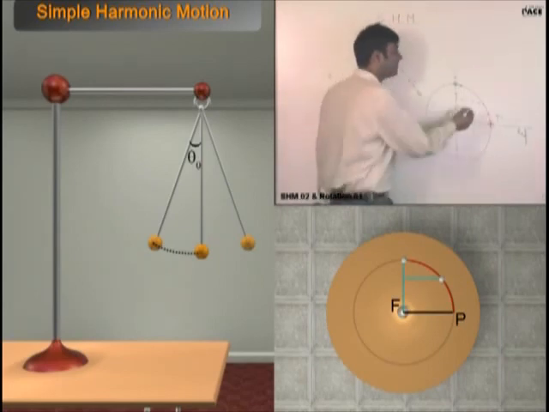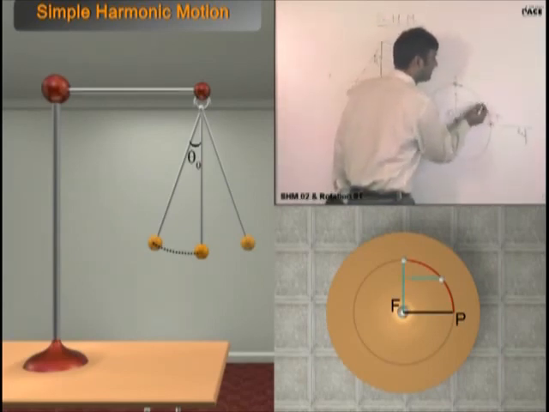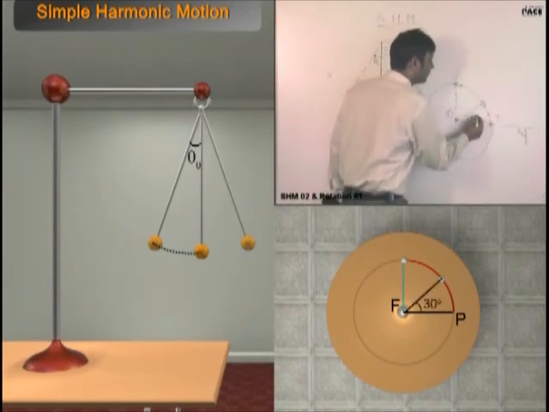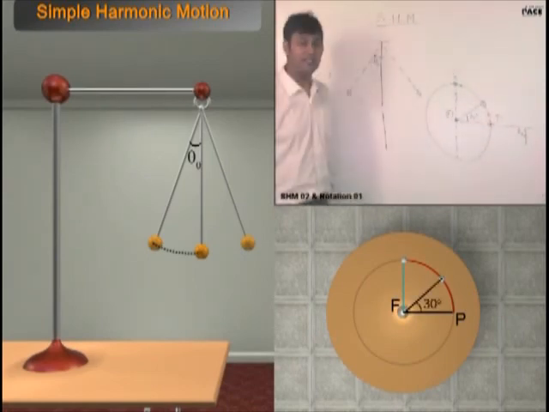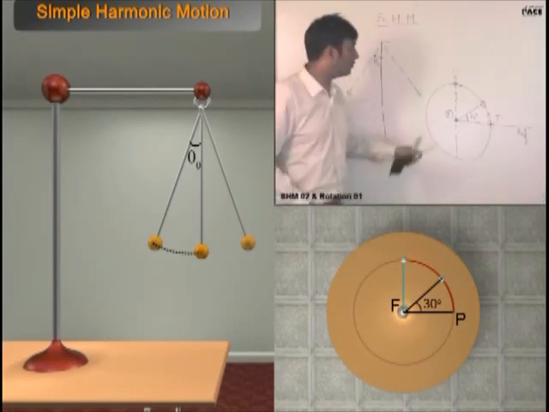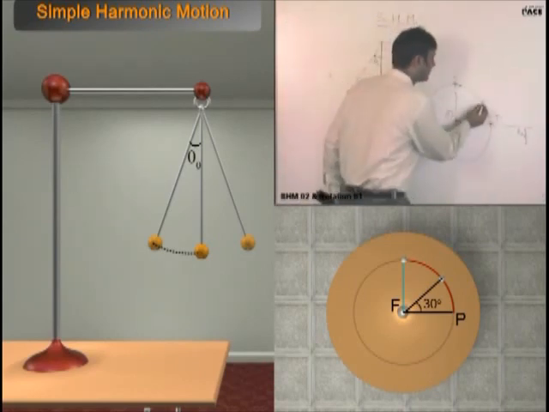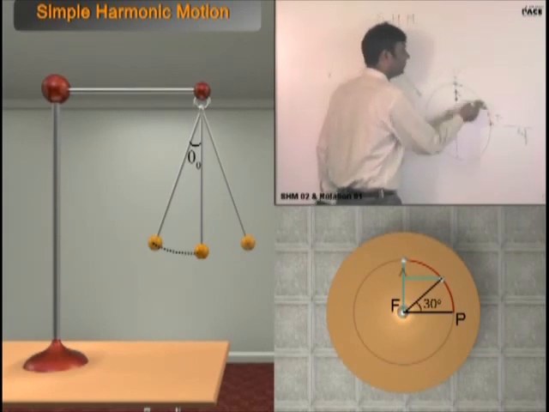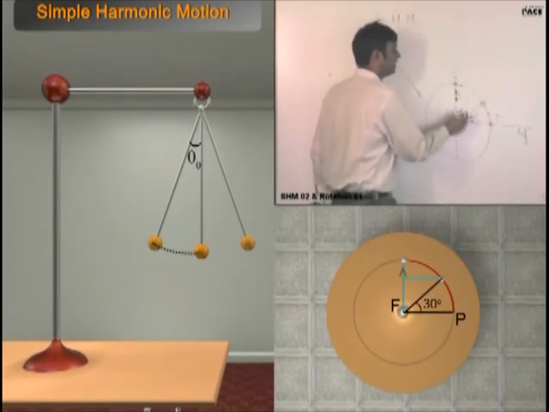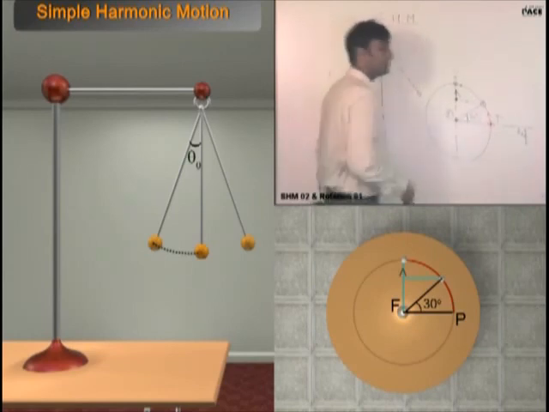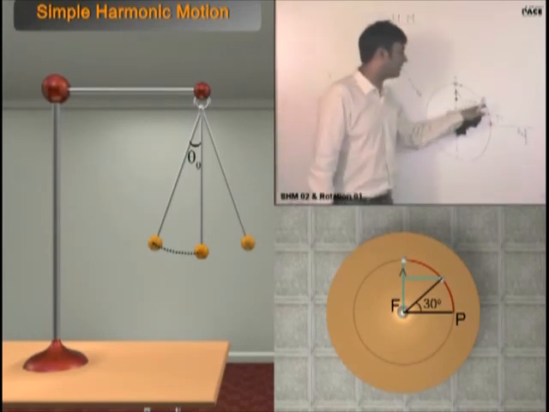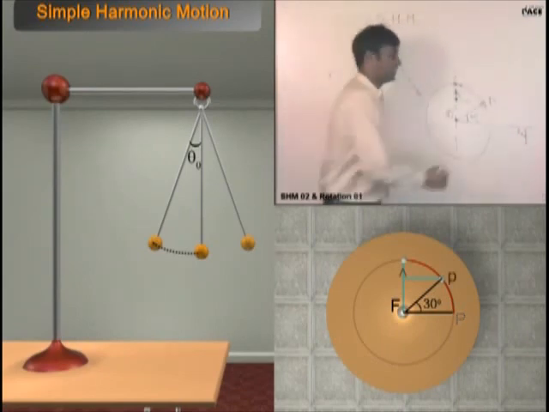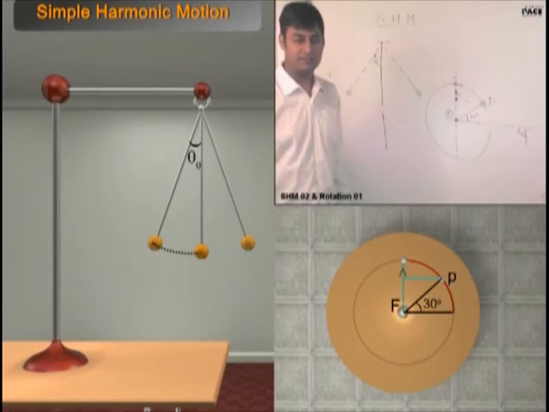0. If the man was starting his motion from here, suppose, and this angle was 30 degrees, can you tell me what is the initial phase? Please respond, everyone. The foot of the perpendicular would have been here, and it would have been going this way, and we would have written that the initial phase is 30 degrees or pi by 6 radians. Am I right or not? If the person was going to start from P here. Do you understand this?